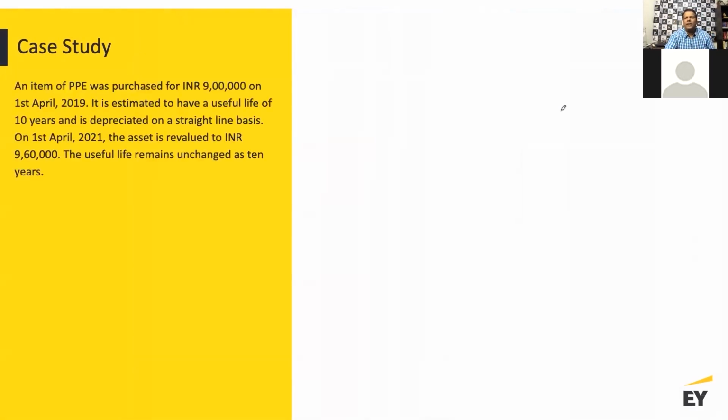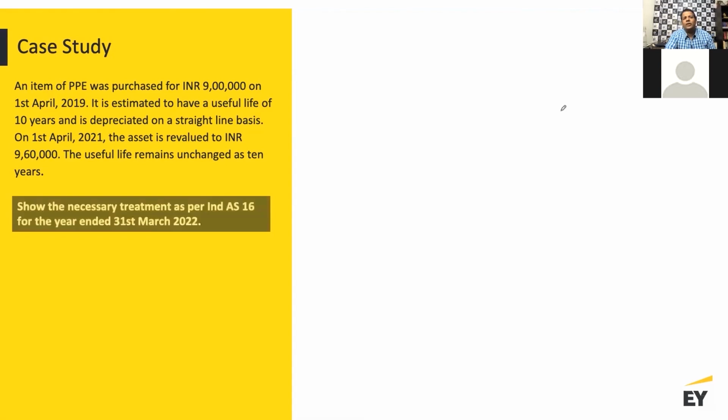An item of property, plant and equipment was purchased for INR 9 lakh on 1st of April 2019. It is estimated to have a useful life of 10 years and is depreciated on a straight line basis. On 1st April 2021, the asset is revalued to INR 9,60,000. The useful life remains unchanged at 10 years.